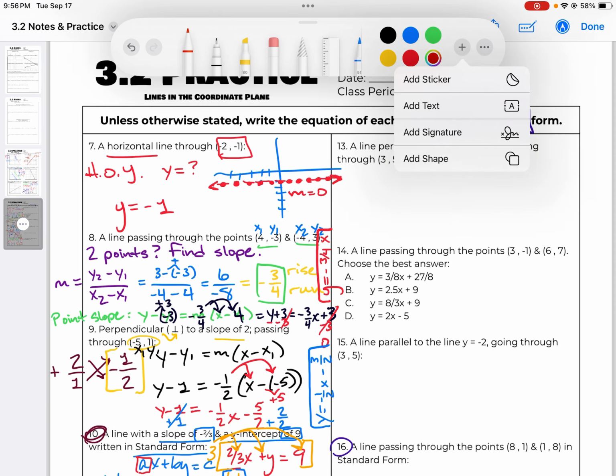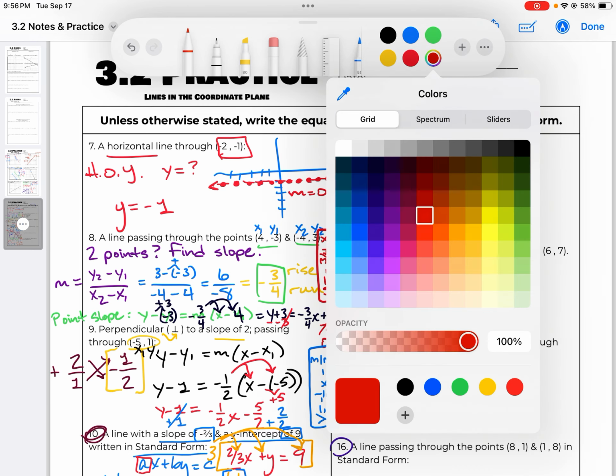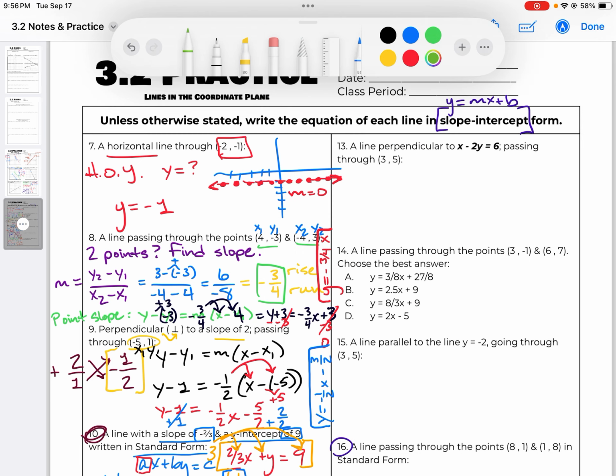Question number 13 says to write the equation of a line that is perpendicular to x minus 2y equals 6, and here's a point that it goes through. So hopefully you're already starting to recognize a pattern and can start to see where some of these are going. I know that this is standard form, so I'm going to need to convert it to slope-intercept. And then I've got a point, so I'm guessing I'm going to be using the point slope formula at some point.